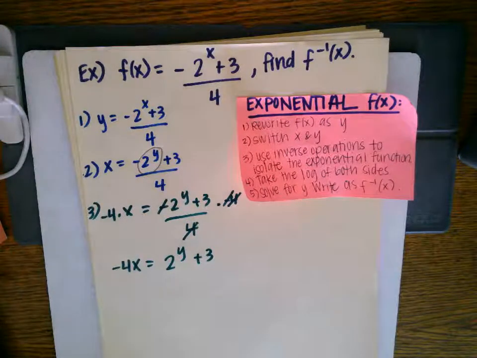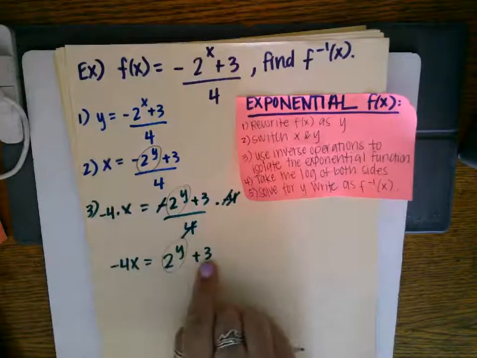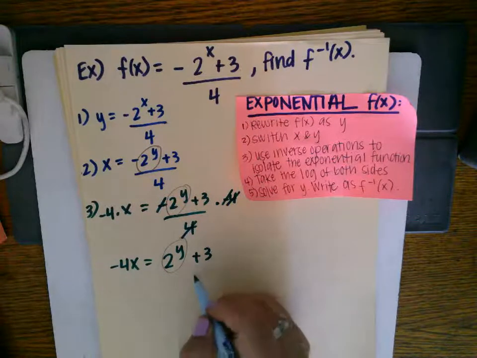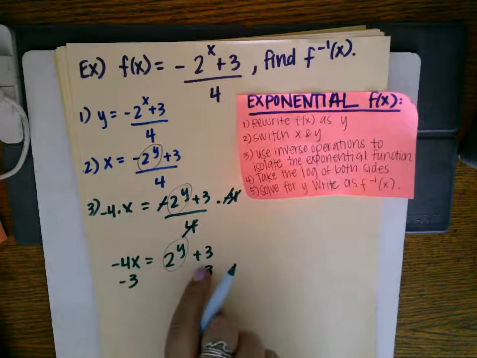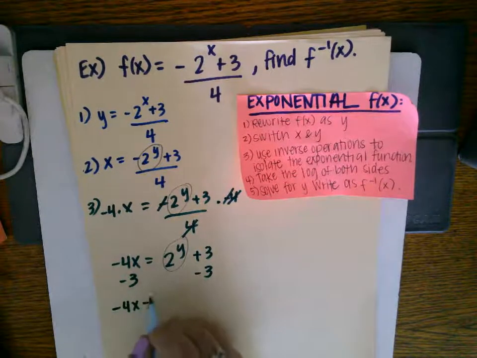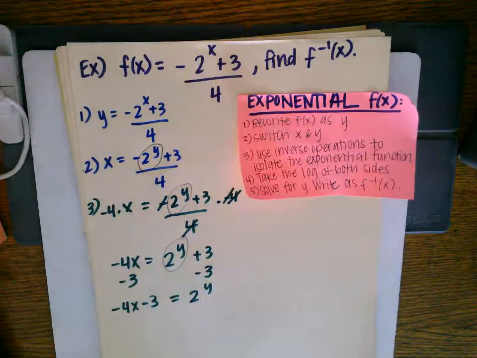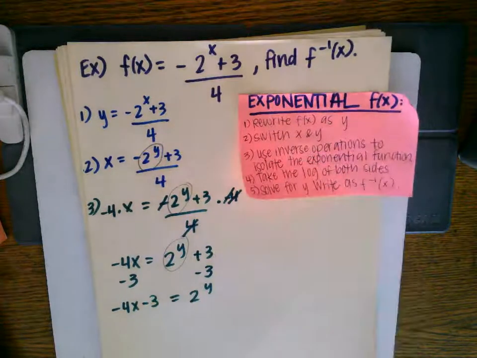I'm almost isolated. I'm almost completely isolated. Notice now I have to get rid of 3. So the inverse operation of addition is subtraction. And whatever I do to one side of the equal sign, I better do to the other. So on the left-hand side, I have -4x minus 3 equals 2 to the y. Now I have officially isolated the exponential function.